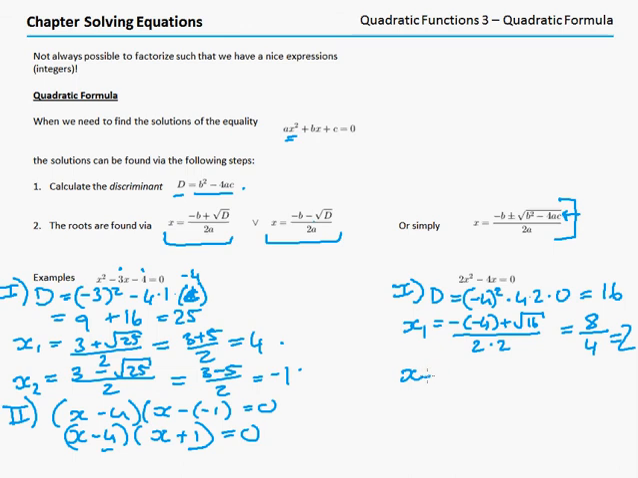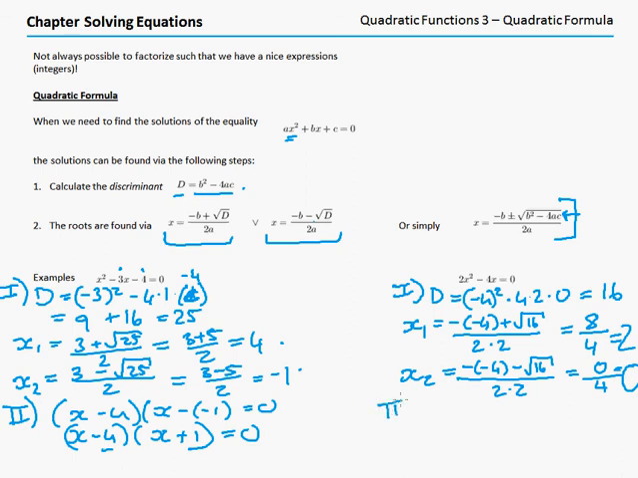x2 is equal to minus b, so minus minus 4, minus the square root of d, divided by 2a, which is 2 times 2. So that's equal to 4 minus the square root of 16 is 4. So 4 minus 4 is 0, divided by 2 times 2 is 4. And 0 over anything is 0. So our roots are 2 and 0.